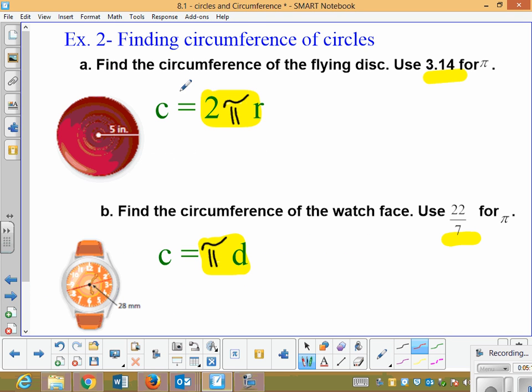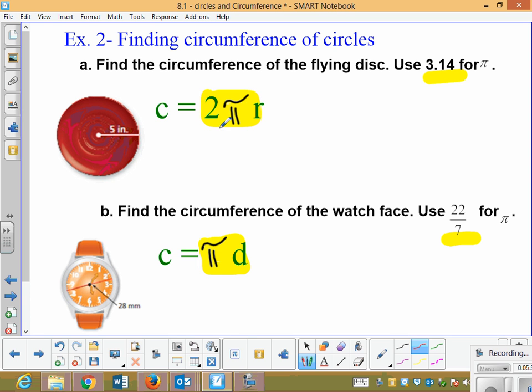In example 2, it says you're going to find the circumference of circles. In example A, we're going to use pi as 3.14, but in example B, we're going to use pi as 22 over 7. Either way, you're always going to get the same answer, but I'm just going to show you the two ways you can use pi. The first one says, find the circumference of a flying disc. So this is like a frisbee, and it has a radius of 5.